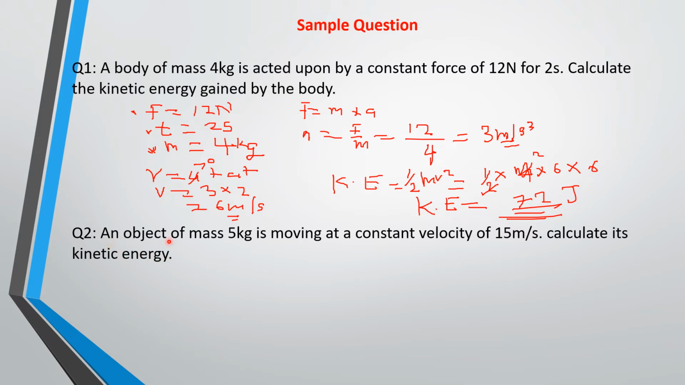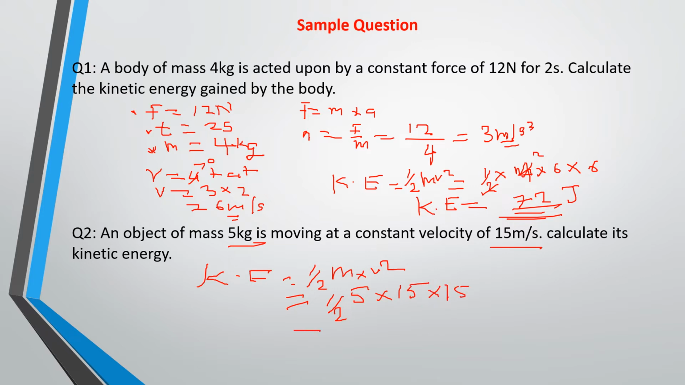Alright, so for the second one, an object of mass 5 kg is moving at a constant velocity of 50 meters per second. Calculate its kinetic energy. Okay, so this one is just direct because you are given the mass and also the velocity. So you just say kinetic energy is equal to half mass times velocity squared. So when you substitute into this equation, you're going to have half, the mass is 5 kg, times velocity squared, which is 15 times 15.